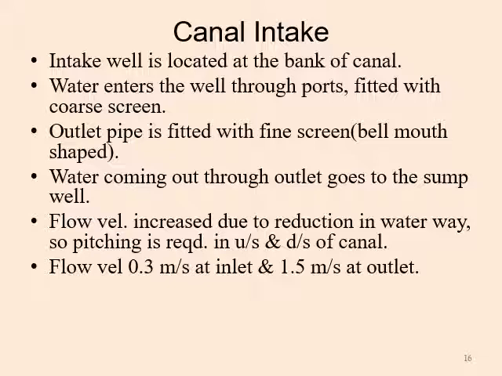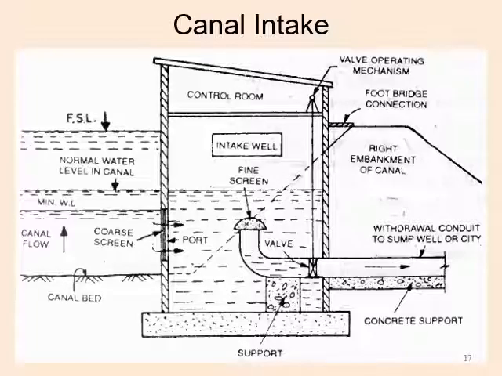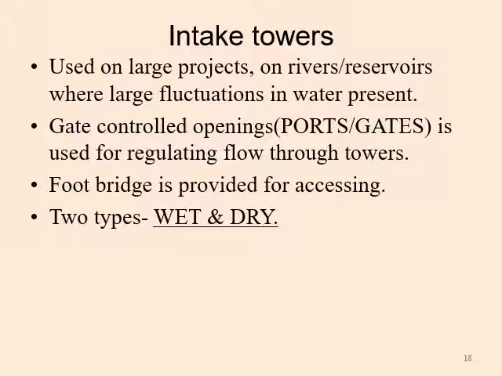Flow velocity is 0.3 meter per second at inlet, and at the outlet it is increased to 1.5 meter per second. So here the withdrawal conduit is shown and it is supported by concrete structure. Here also it is supported by concrete structure. A footbridge is provided for accessing the tower, and it may be of two types, wet and dry.